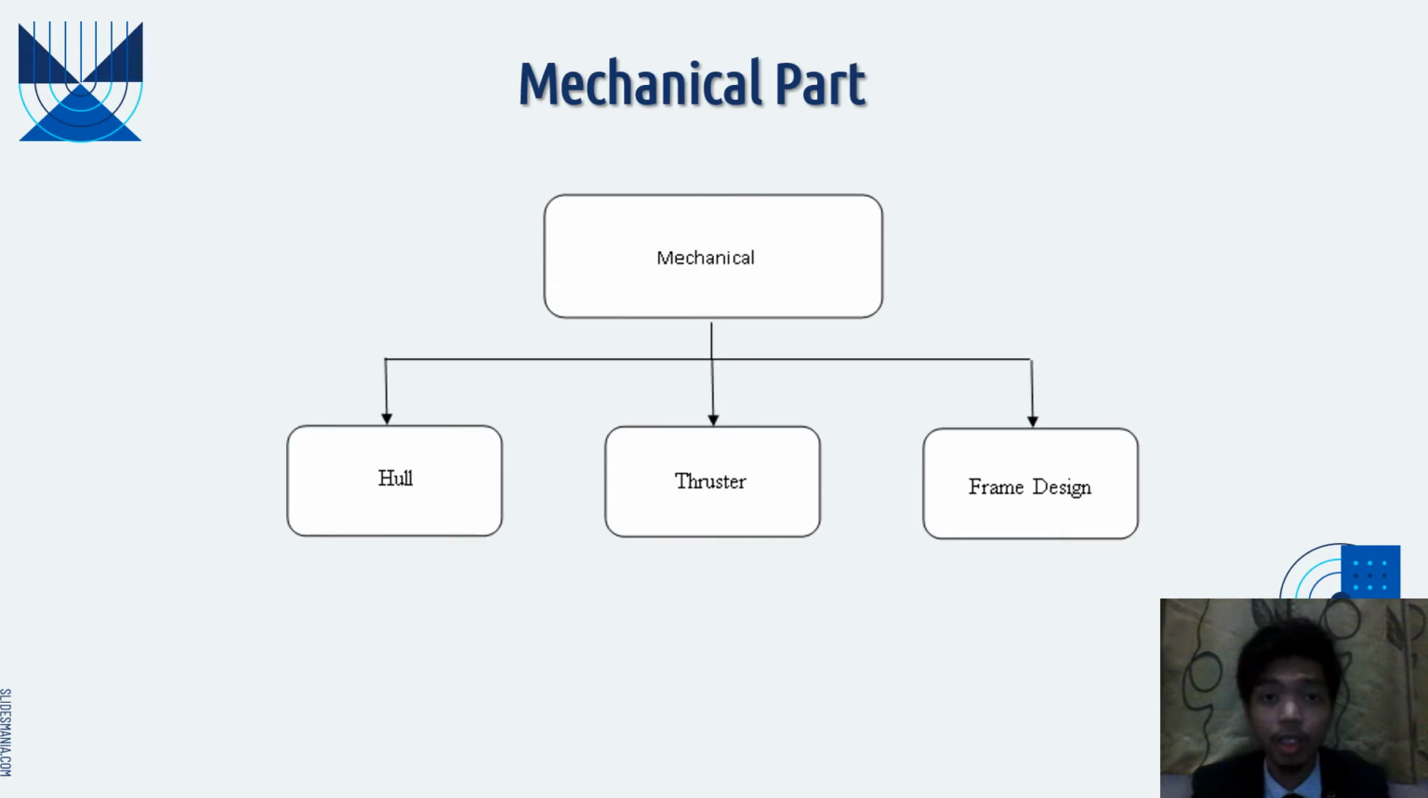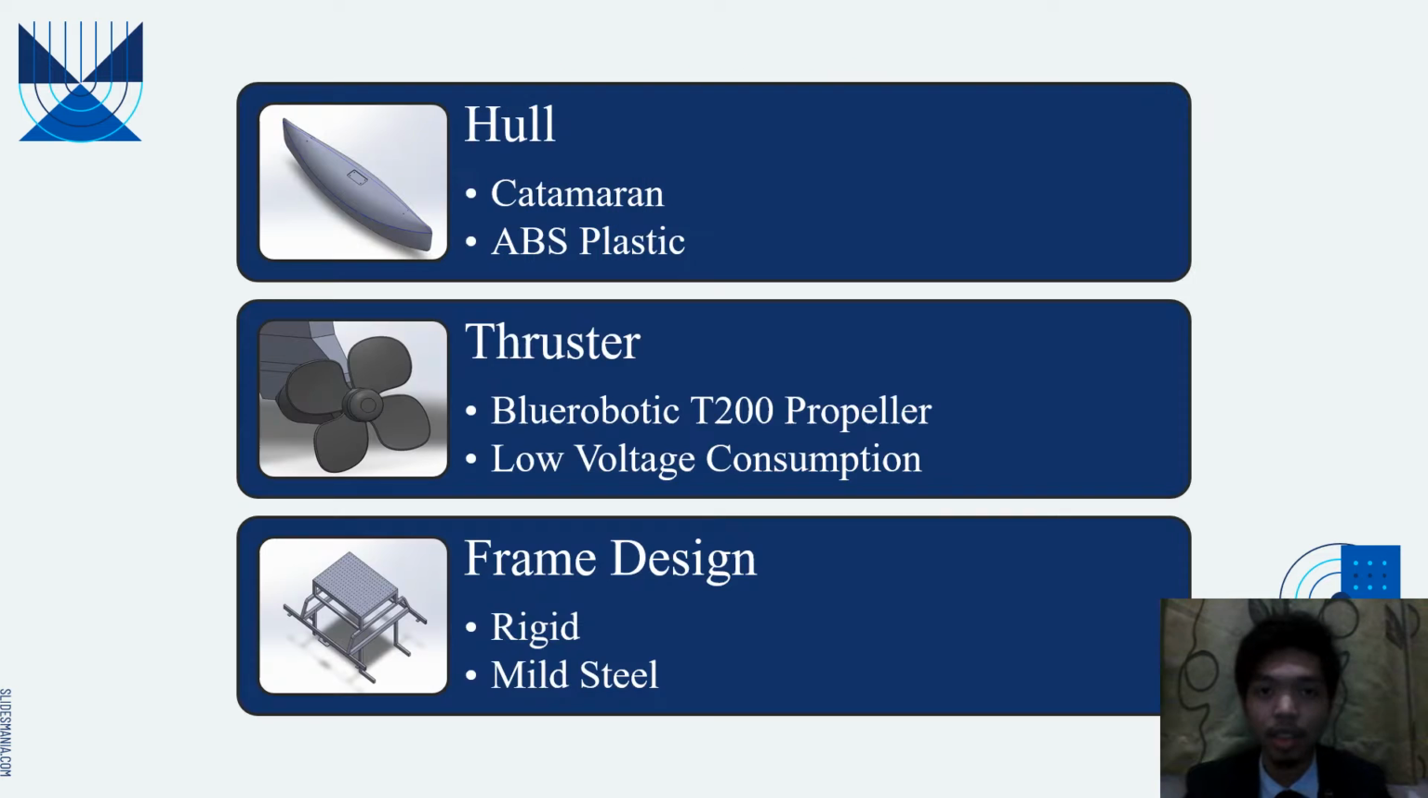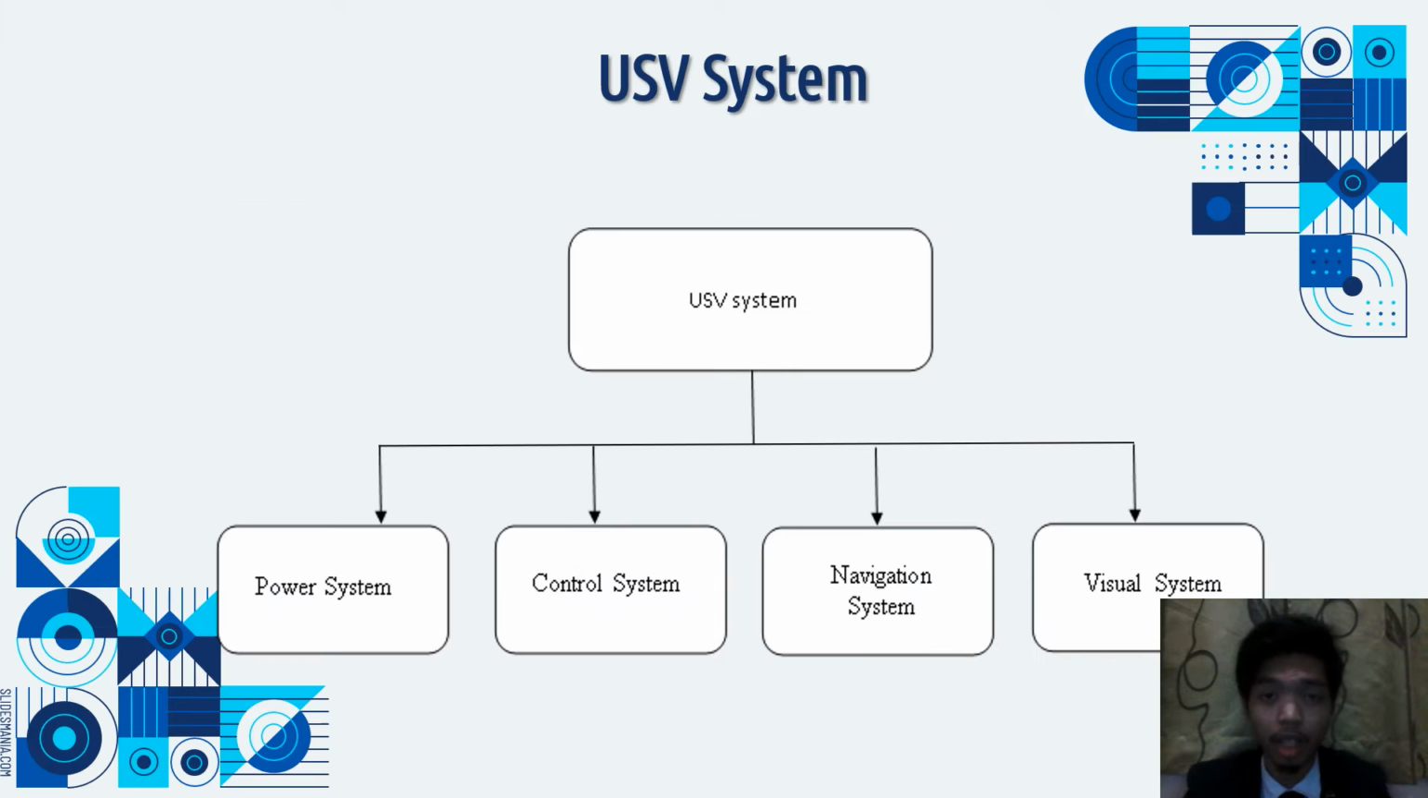There are three components in mechanical part. The first one is hull, next is thruster, then frame design. The design of the hull is catamaran and the material used is ABS plastic. As for the thruster, I use Blue Robotics T200 thruster because it has low voltage consumption, which is around 7 voltage to 20 voltage. And the last one is the frame design need to be rigid, and the material that I use is mild steel.